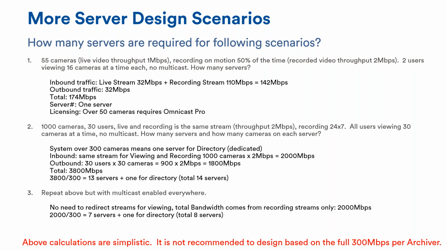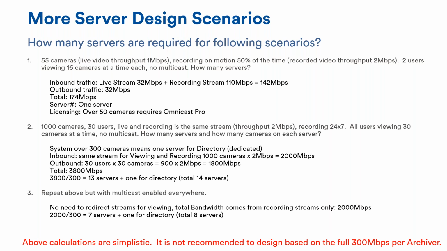So total bandwidth comes from the recording stream, which is 2,000 megabits per second. Again, very simplistic. We're going to use 300 megabits per second as our divisor. So that's 7 servers plus 1 for the standalone directory for a total of 8 servers.